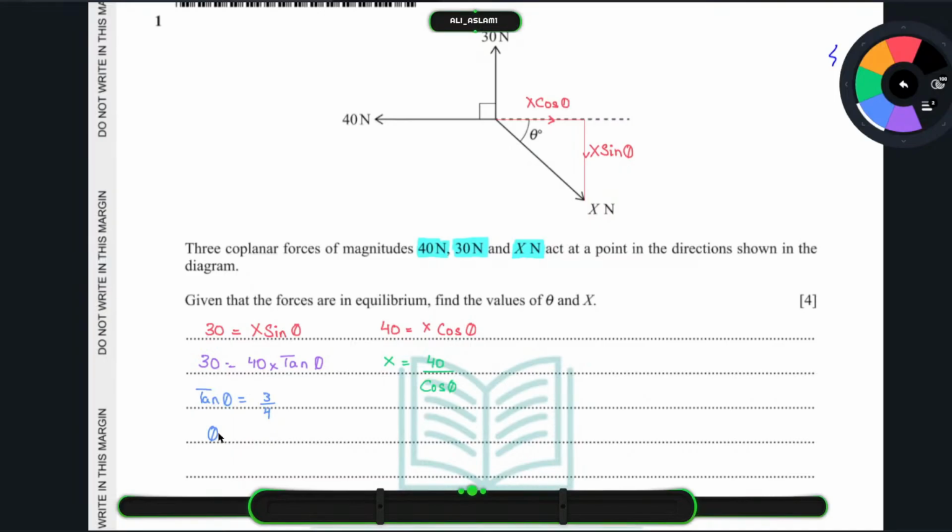about 36.86. To 3 significant figures or 1 decimal place, that is 36.9.